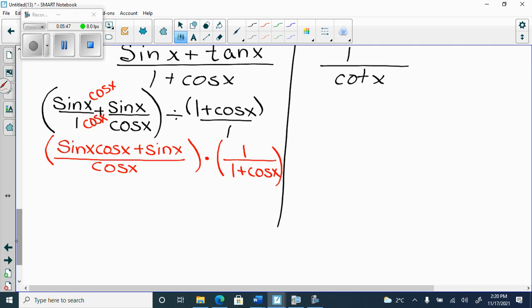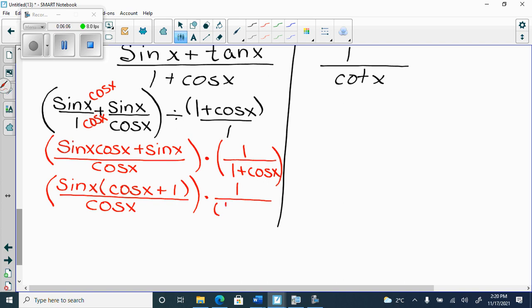Okay? What can I take out of this top left? A sin x. And then I'm left with cos x plus what? 1 over cos x times 1 over 1 plus cos x. Now what do I have happening? I have a cos x plus 1. I have a 1 plus cos x. Are those the same thing? Yes. And then what am I left with?